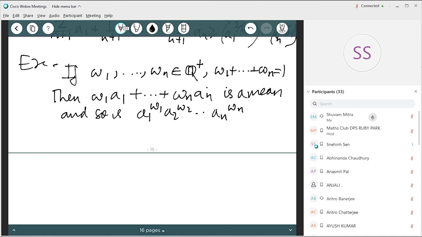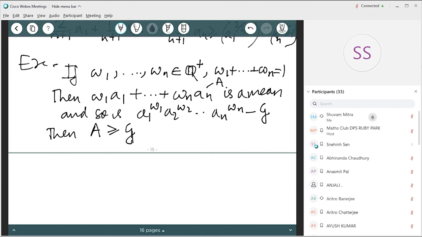Now let's call this first thing A and the second thing G. Then A is greater than or equal to G. Assume the AM-GM inequality and try to prove this. It's not hard at all, and it's a very good exercise of what you have learned in AM-GM. Just try to prove this.